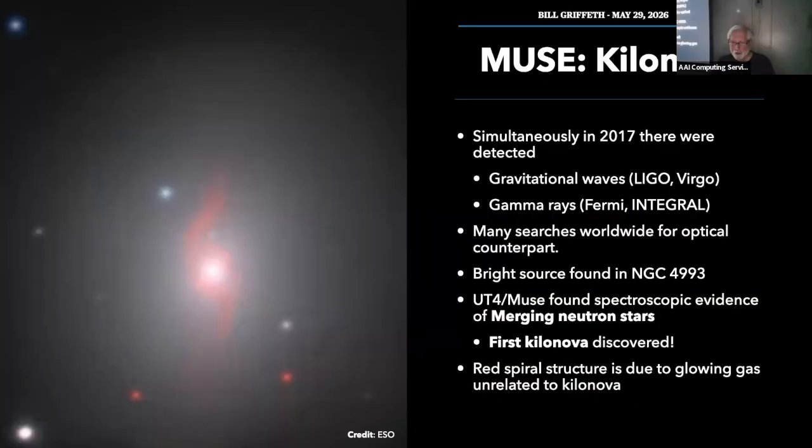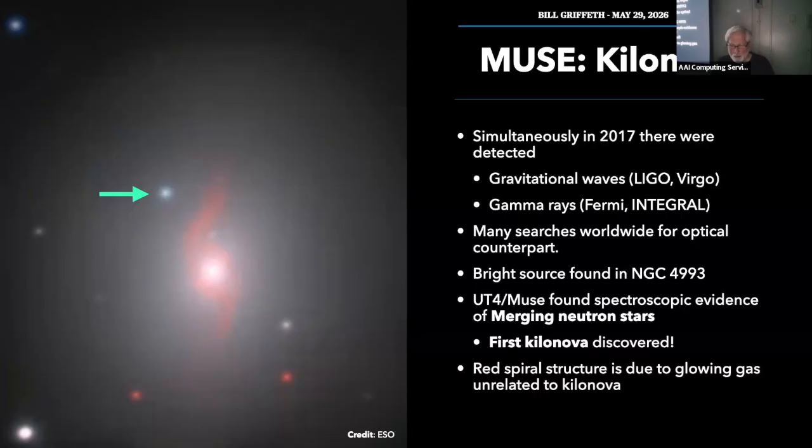So MUSE was used to discover the source of gravitational waves. This is one of the targets of opportunity, or an example of serendipity. MUSE was used to discover the source of gravitational waves detected by the ground-based LIGO and Virgo gravitational wave detectors, and gamma rays detected by the Fermi and Integral space-based telescopes. Spectroscopic evidence from MUSE proved that the source was a kilonova, the brilliant merging of two neutron stars.